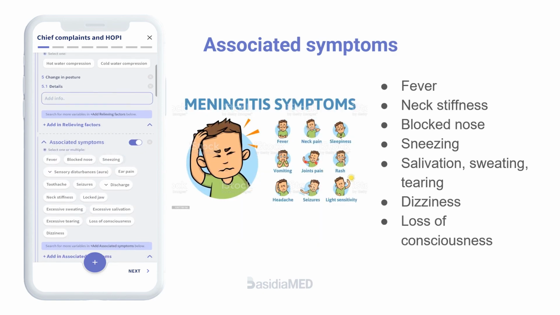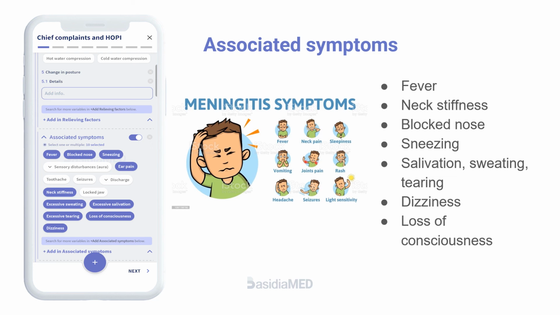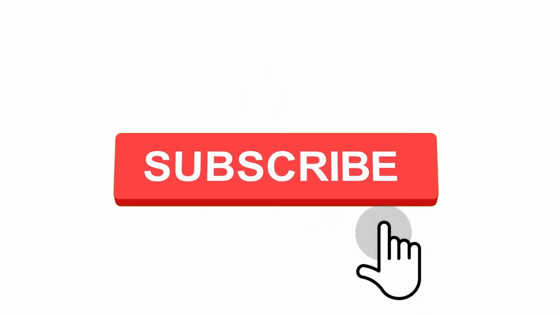Fever and neck stiffness are associated with meningitis. Blocked nose, sneezing, ear pain are seen in rhinitis, resulting in sinus headaches. Excessive sweating, salivation, and tearing along with dizziness and loss of consciousness may be associated in more severe neurological conditions.